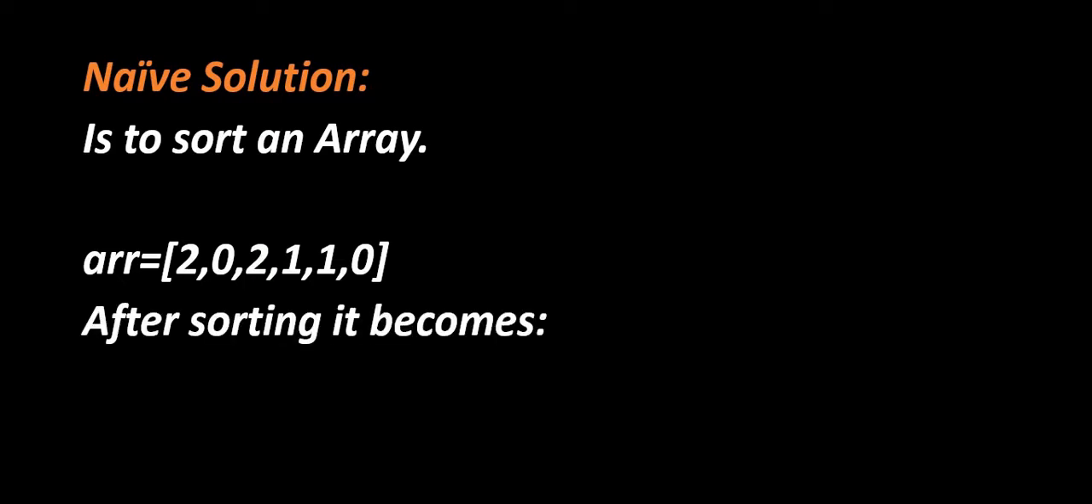For the brute force solution we just simply have to sort the array using the sort function. Suppose we have an array 202110, then after applying the sort function, that is after sorting, it becomes 001122 and this is our desired output. The time complexity of this solution is big O of n log n and the space complexity is constant, that is big O of 1.